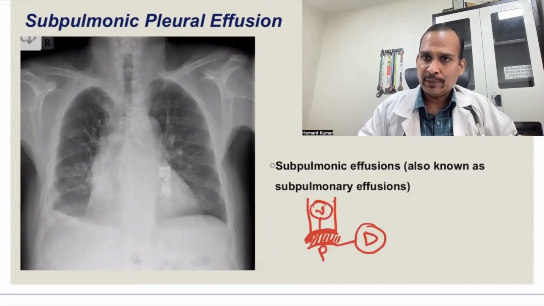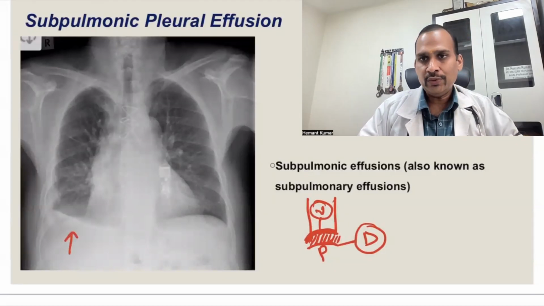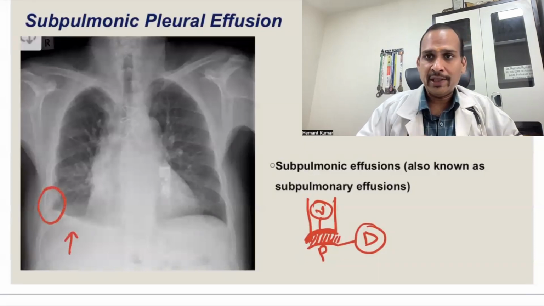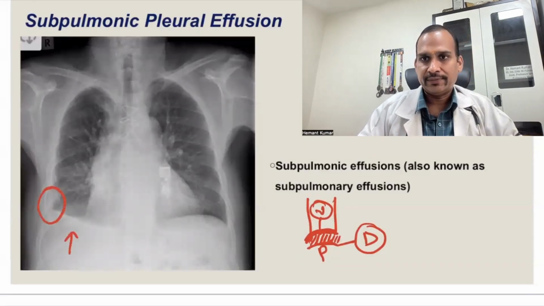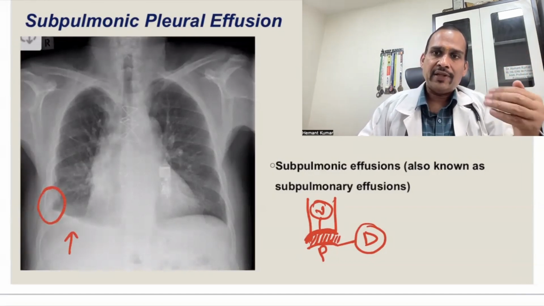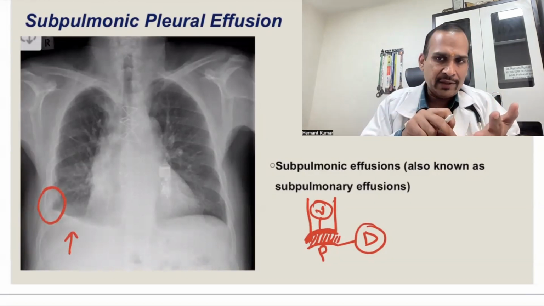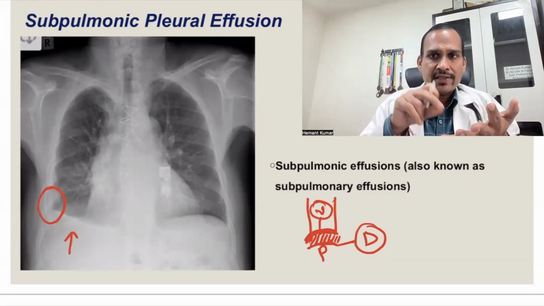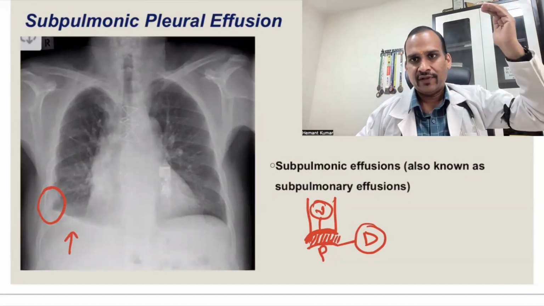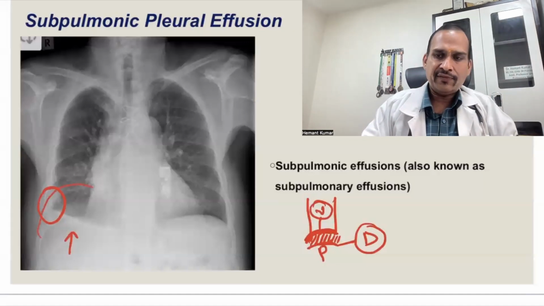So what are the signs of subpulmonic effusion? The diaphragm will go upward as compared to the opposite side. The CP angle may or may not be obliterated. Just the diaphragm will go up. So we cannot differentiate whether subpulmonic effusion is there or the diaphragm went up because of some phrenic nerve palsy, or a liver abscess pushing the diaphragm upward. We cannot differentiate because in every case the diaphragm will go up.